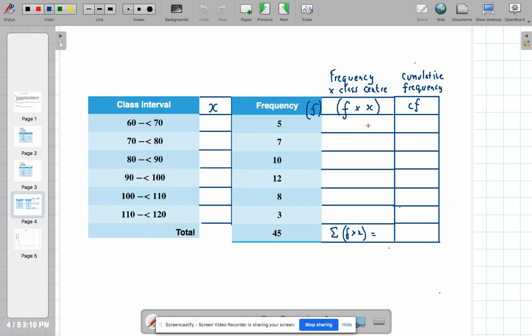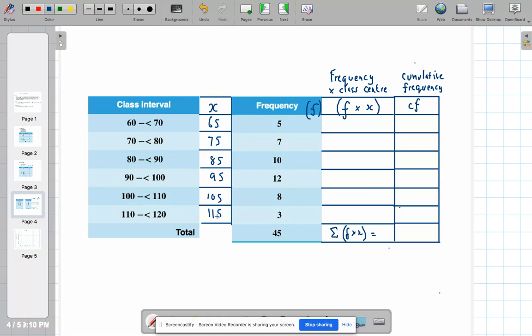As we did in the last one, we need to set up an f times x column. But this time the x that we choose will actually be the class center. So I'm going to calculate for you, or teach you how to do, the class center. Simply, the x or the class center is halfway between 60 and 70. So the x here would be 65. Halfway between 70 and 80 would be 75. They're also called the midpoints, it's another name for them. Then 85, 95, 105, and then 115.